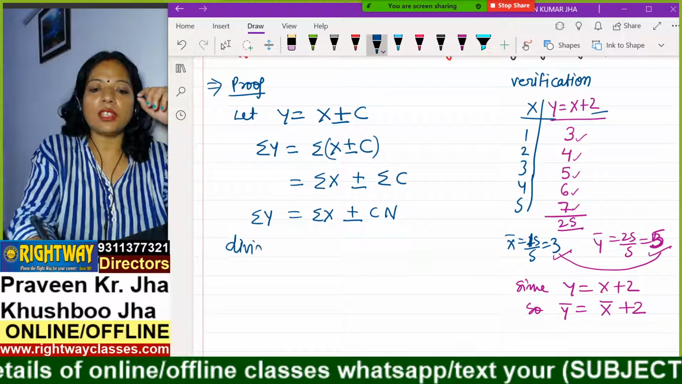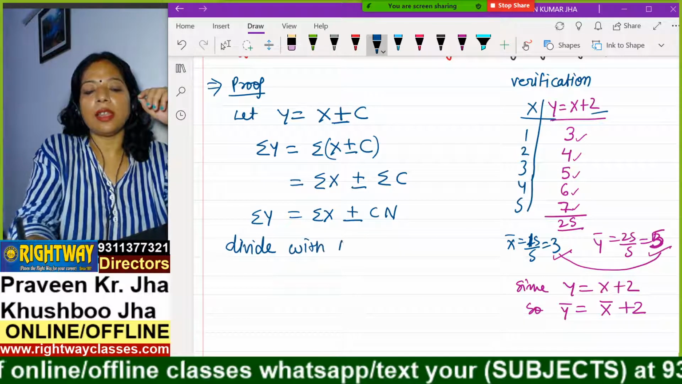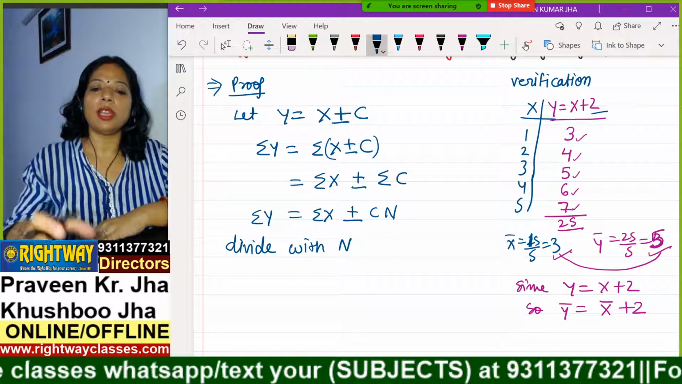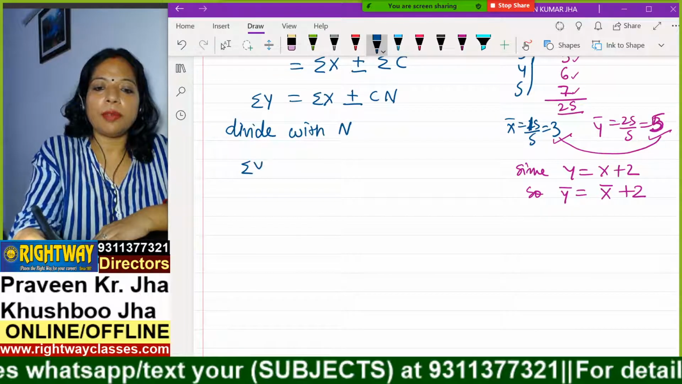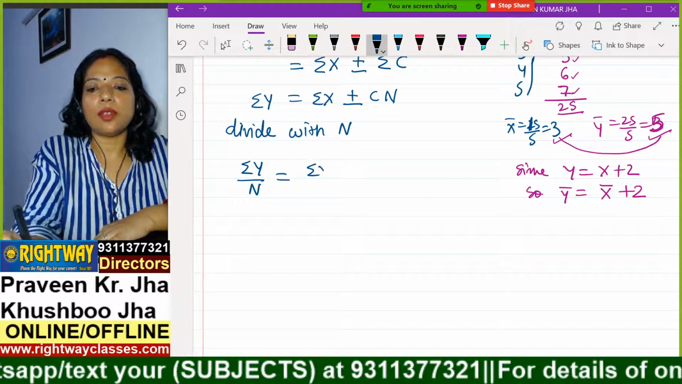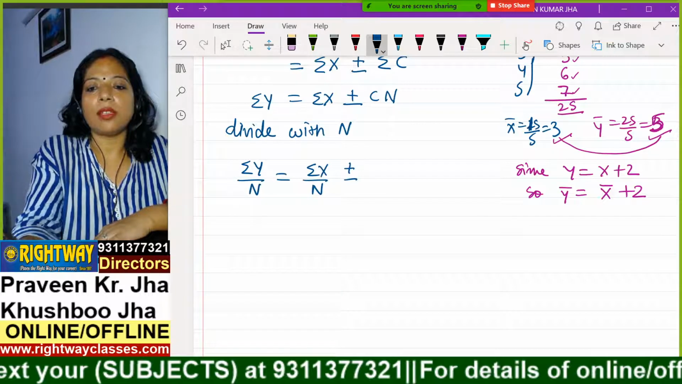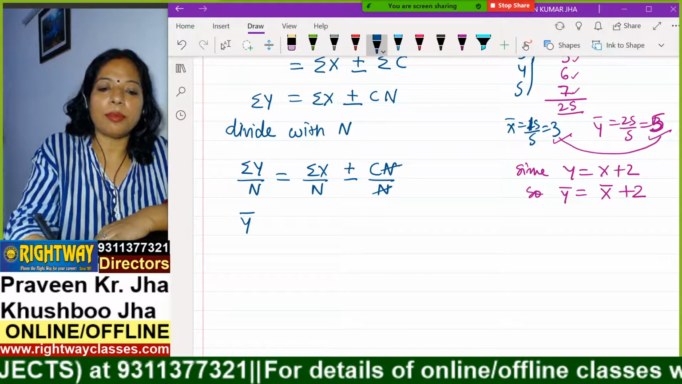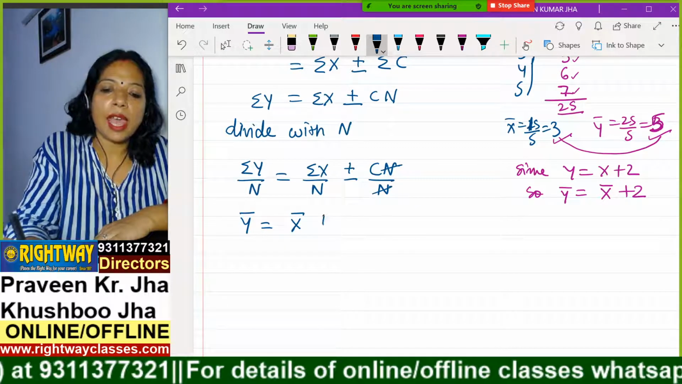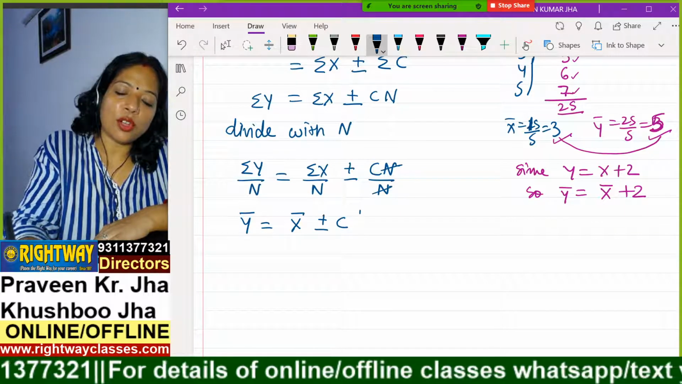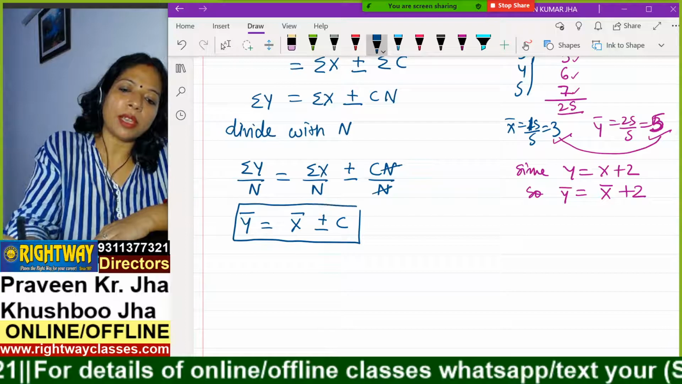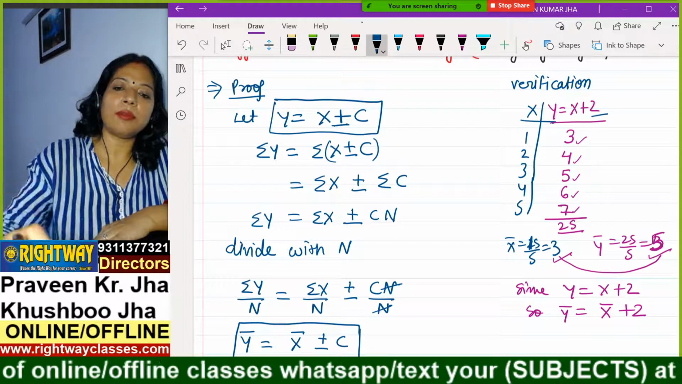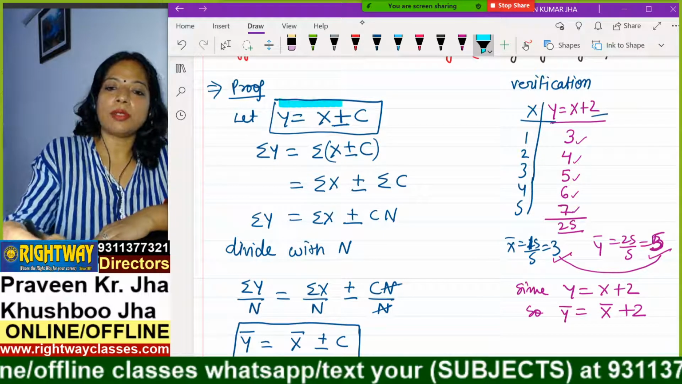Now divide each and every quantity by n. Why are we dividing by n? Because for the average we need to find the summation of observations upon the number of observations. So summation y upon n is equal to summation x upon n plus minus cn upon n. So this n will be cancelled and this will become y mean, this will become x mean, and plus minus continues in the same way from the beginning. Now see, whatever was the relation between y and x, the same relation holds between x mean and y mean.